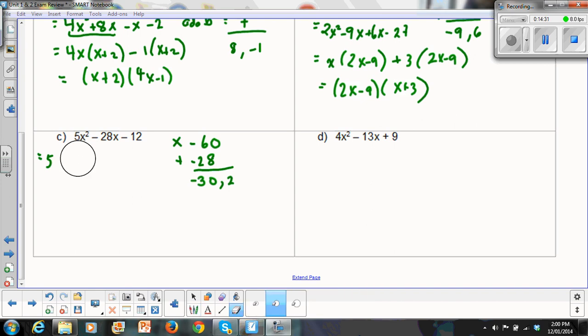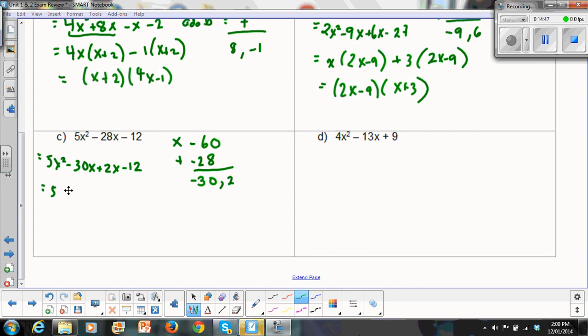Oops. I have to make the right pen. 5x, okay. Try that again. 5x squared minus 30x plus 2x minus 12.